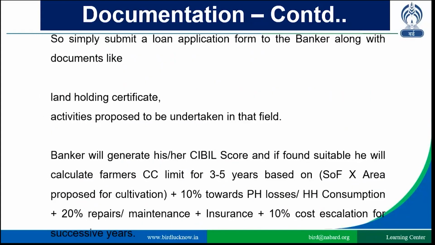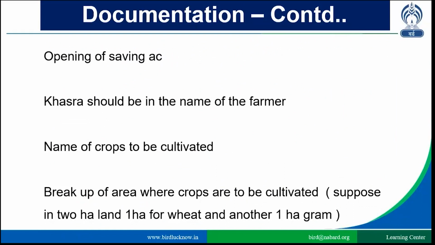Okay. Now, Khasra of crops to be cultivated has to be given, because every crop has a different scale of finance. For finalizing that, they require the crop details and breakup of the area where crops are to be cultivated. Suppose the person has 2 hectares of land, 1 hectare for wheat and another hectare for gram, or like that. That should also be given. And in Fasal Bima also, this is used.